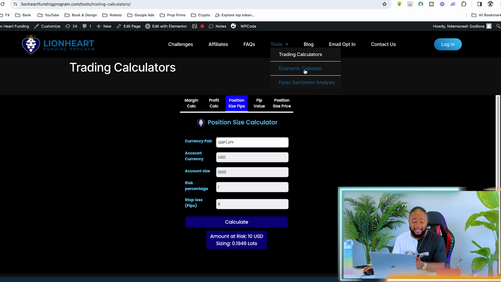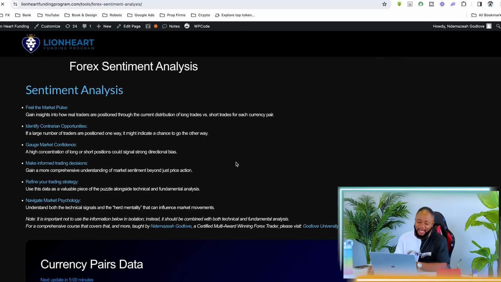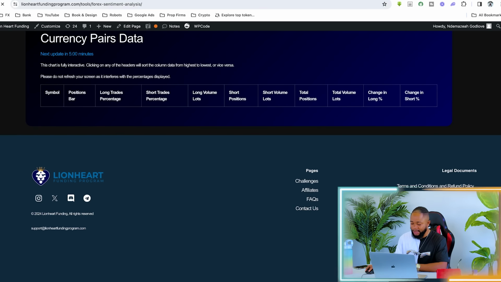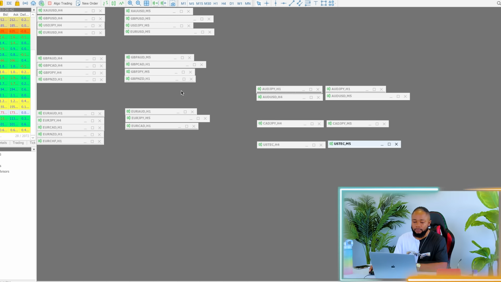Economic calendar is right there on Lionheart Funding Program. Forex sentimental analysis is also right there. If we go on sentimental analysis, just so you guys can have an idea of what is actually happening, let's take a currency pair for an example, right? Let's take something like Great Britain Pound USD.